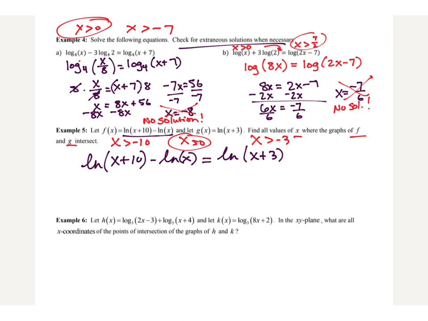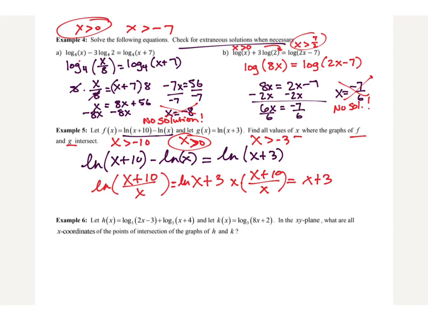Why don't you cancel the x? I'll show you in just a second. x is greater than 0. We've got the natural log of x plus 10 over x, because the 10 is not also having an x in there, equal to the natural log of x plus 3. So now x plus 10 over x is equal to x plus 3. Multiply both sides by x.